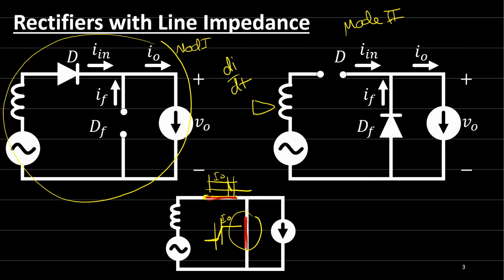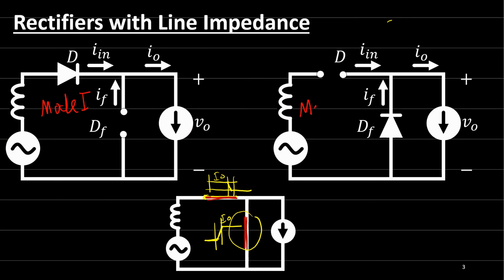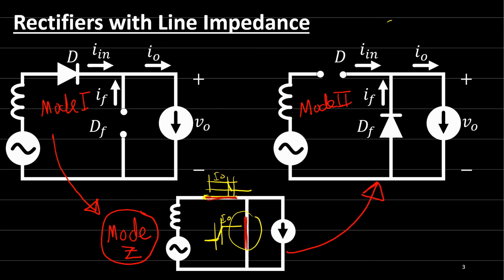No, the behavior will be like this. We have mode number 1, we have mode 2, and I will say that we have mode Z. So from mode 1 to mode Z, then from mode Z to mode 2. The time that the rectifier spends in this mode is a very short time, but at the same time we have a short circuit at the input of the rectifier. So the voltage from here to here is 0 at this very short time.